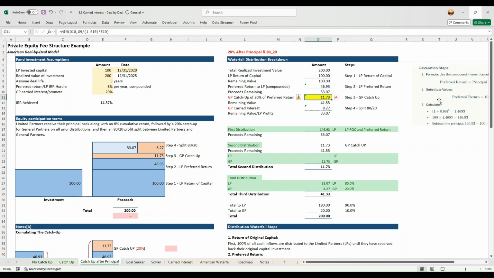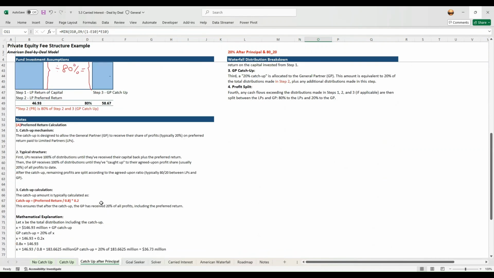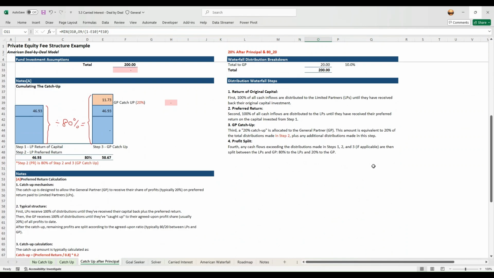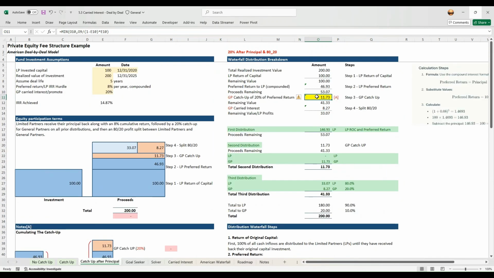I still have all the notes here on the right hand side and down below to help you digest this little math. And hopefully after working through the prior two examples, it's easy for you to understand step three here. And in step four, we're doing the same thing. We are going to split this remaining value, and the formula is just simply 20% times the remaining value.